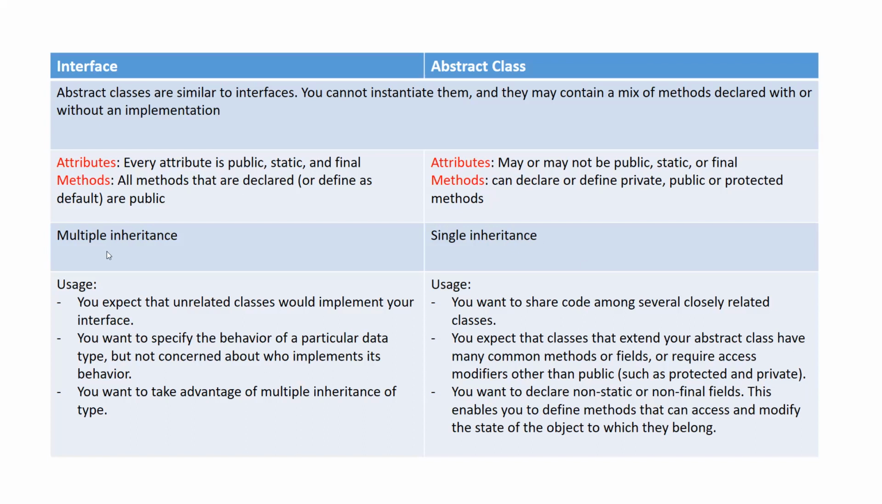And then in terms of inheritance, you can have an interface that basically extends multiple interfaces, but with abstract classes you cannot have that. You can have a class that extends only a single class, basically.